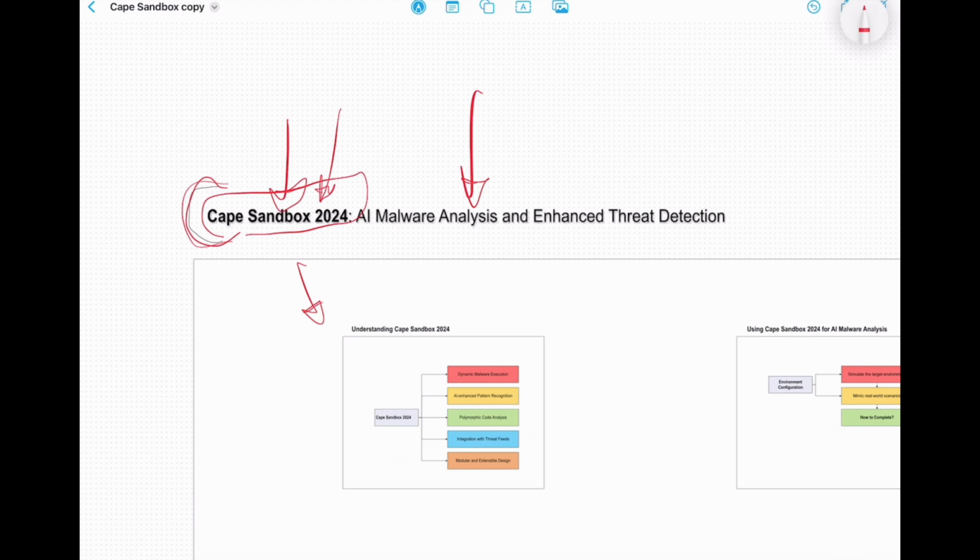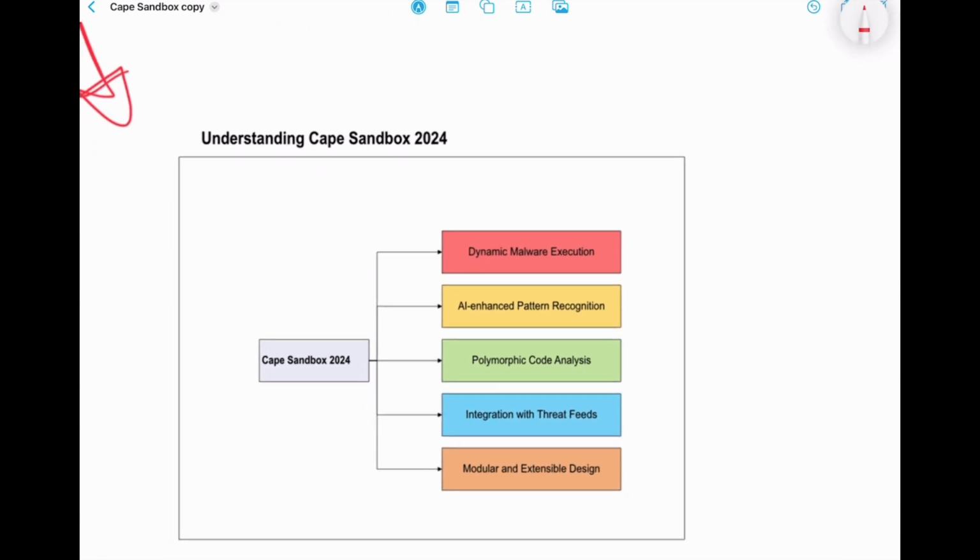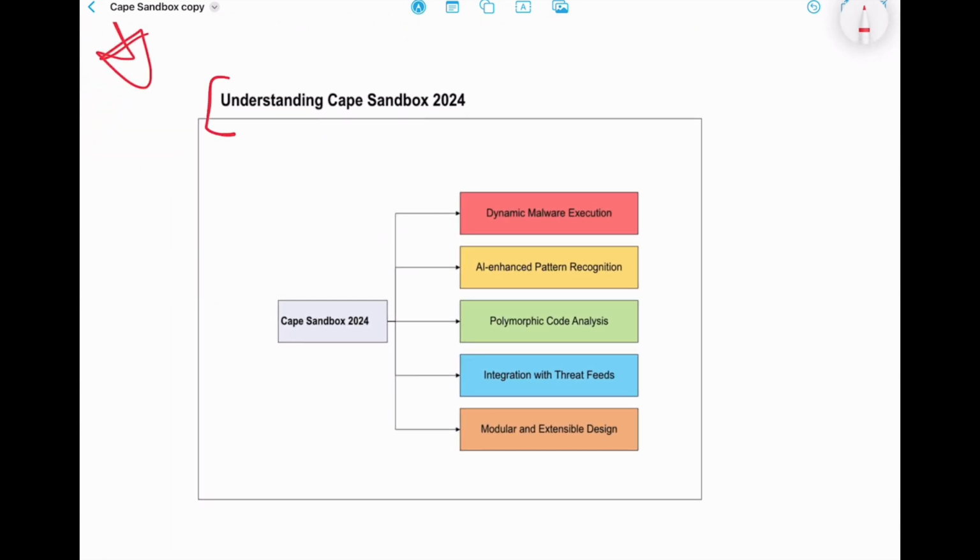We're going to talk about the core functionalities, the setup process, and the workflows for detecting and mitigating advanced threats. Starting from the first step, understanding the Cape Sandbox.